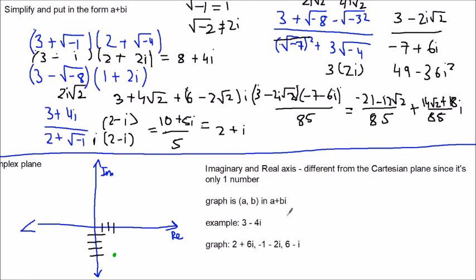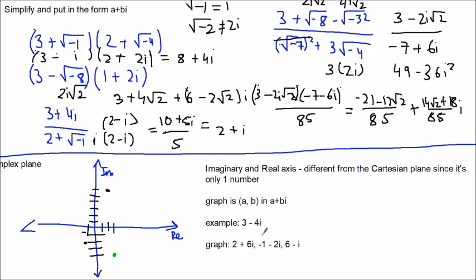Complex plane, a plus bi. The x-axis is a and the y-axis is b. Someone made this up, I don't know, but we'll just do it, right? Let's do it. So 2 plus 6i is 1, 2, 3, 4, 5, 6, right here. Minus 1 minus 2i is minus 1, 1, 2, right?